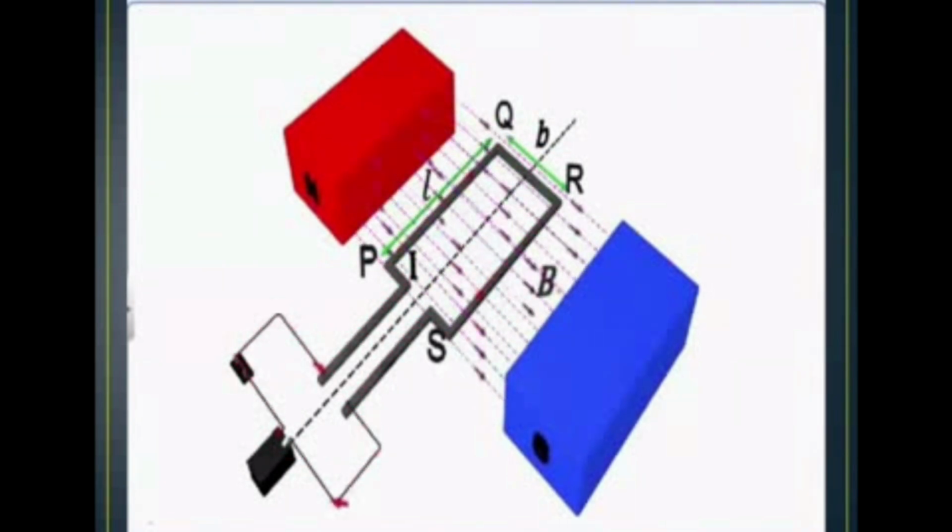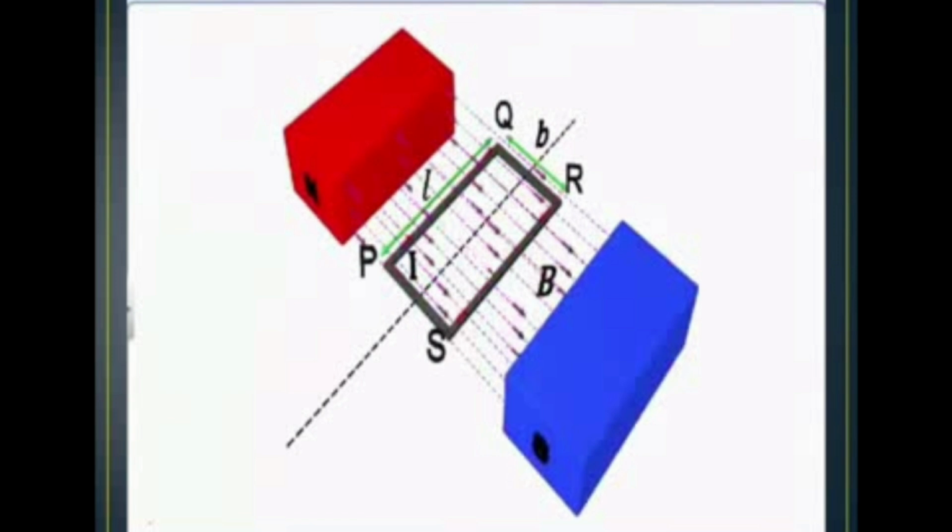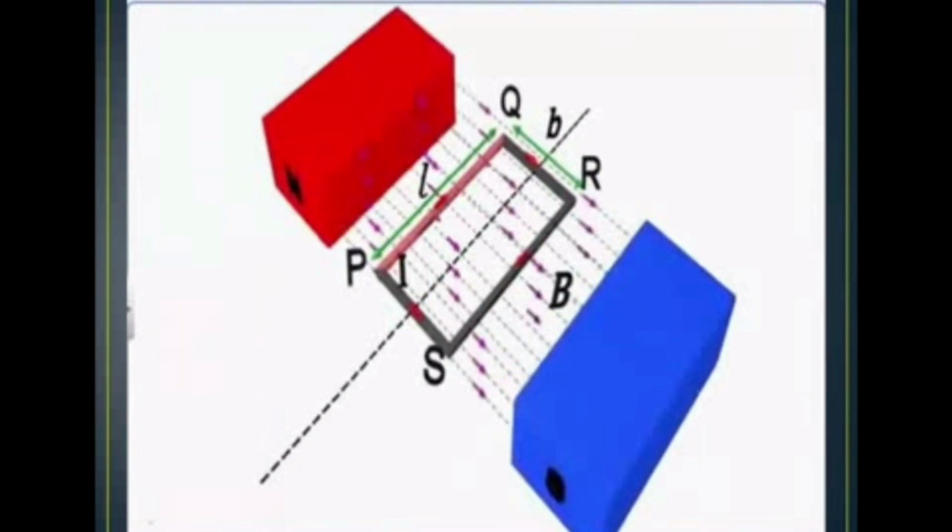Current flows from the battery to the closed loop. It flows in the direction PQRS and again PQRS. Like that, the current is flowing through the coil. It's a closed loop. Okay. So the current flows through the conductor placed in a uniform magnetic field, and the force acts on the coil.